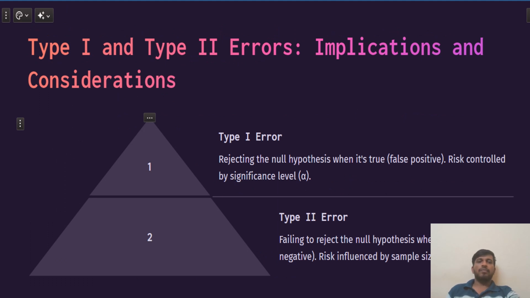Type 1 and type 2 errors, implications and considerations. Type 1 error: rejecting the null hypothesis when it is true. The risk is controlled by the significance level. Type 2 error: failing to reject the null hypothesis when it is false. The risk is influenced by sample size.